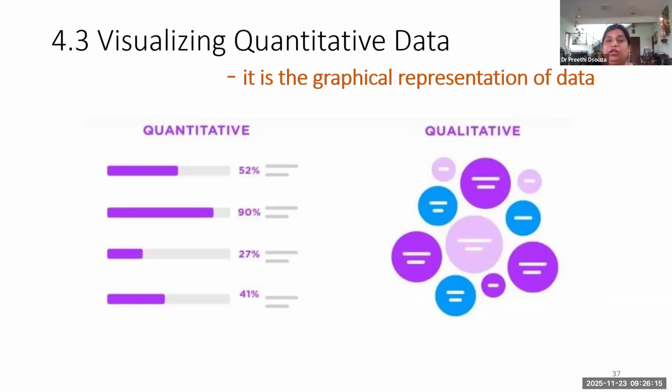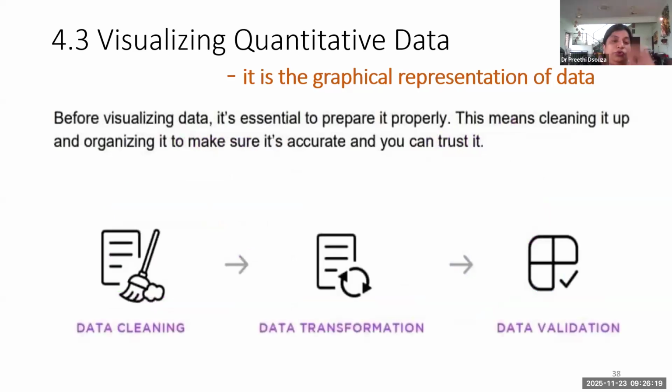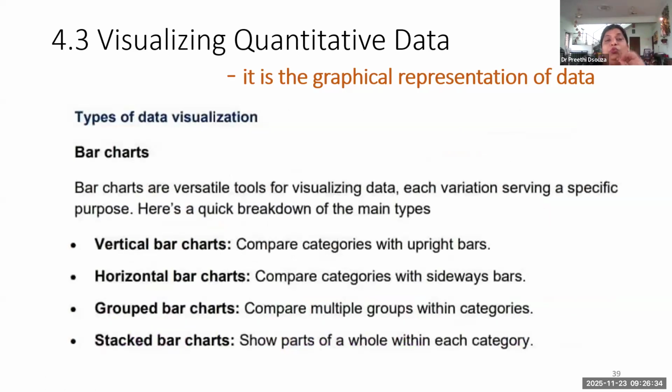Quantitative data can be put into graphical representation. What do you do? What are you going to do with the data? You're cleaning the data, which we have told already. You are transforming the data. You're validating the data, whether what you have collected is right or wrong. And then you're going to visualize the data. You will see the data, not the numbers, but in forms of bars, charts, diagrams.